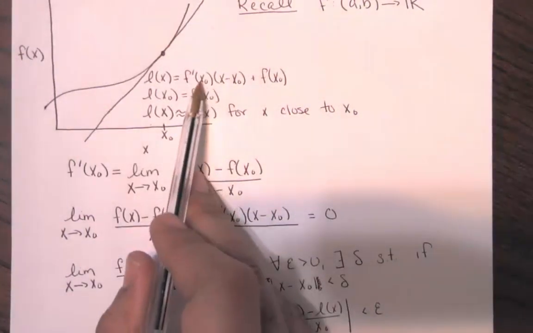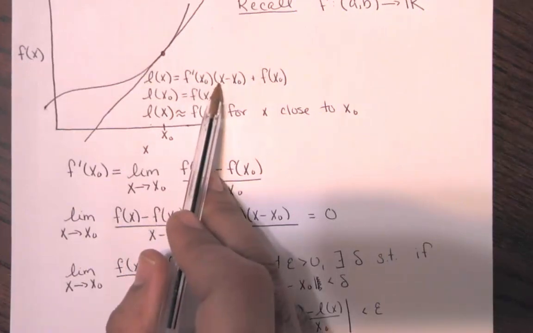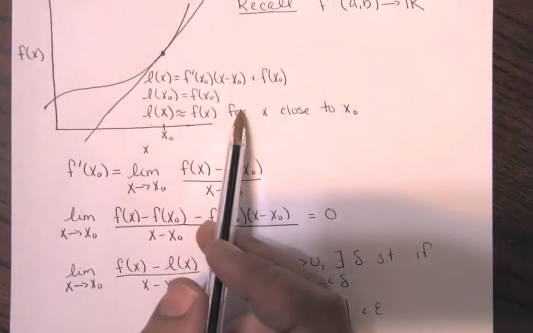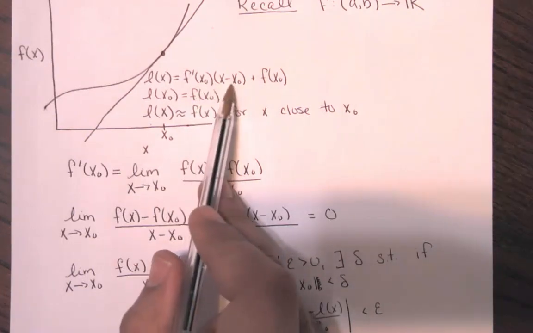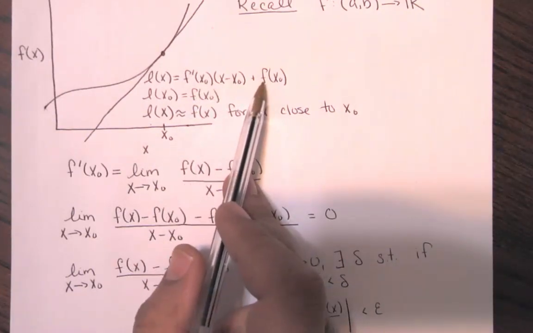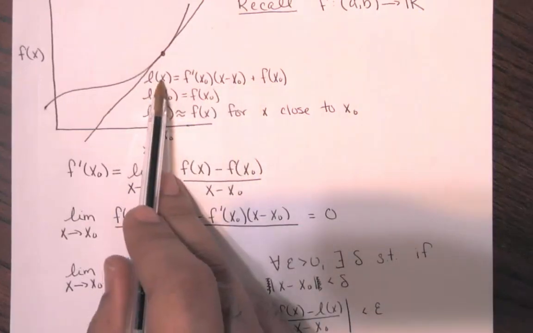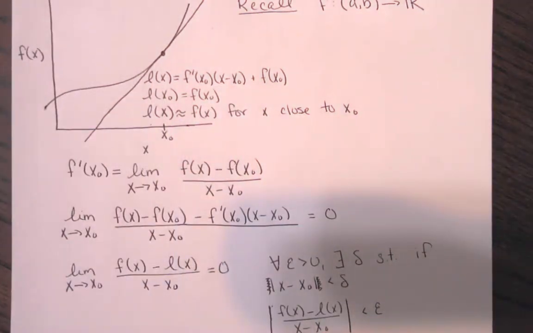So it's a linear function, which is a scaling of x, plus a constant. In this case, the constant would be the derivative times negative x naught plus f of x naught. That would be the constant. So the tangent line is an affine function. And we say that the derivative exists if the difference between my function and the tangent line, divided by x minus x naught, is 0 in the limit as x approaches x naught. Right? This is essentially an equivalent way of defining the derivative.